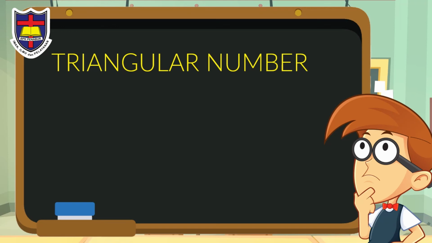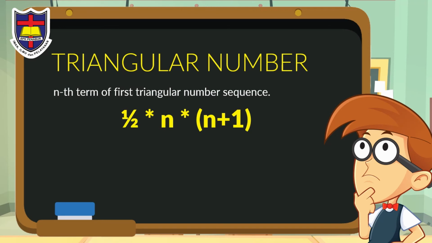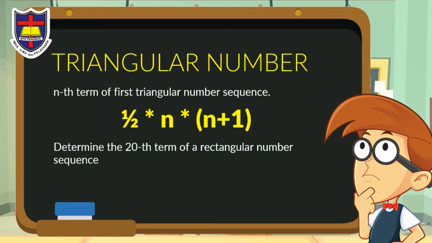Now for our last number pattern, triangular numbers. So this is the formula for the nth term of the triangular number sequence. Half times n times n plus 1. So determine the 20th term of a triangular number sequence. We can use the formula above. So half of n times n plus 1. Half times 20 times 20 plus 1. So half times 20 times 21 equals 210.